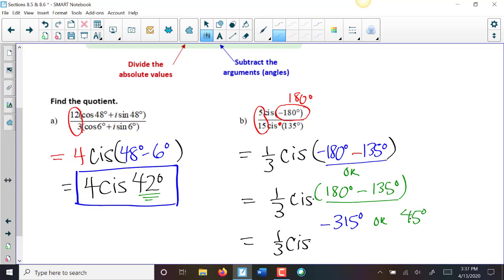If they ask you for an angle between 0 and 360, you would want to go with the 45. If you came up with the negative 315, then you would convert by adding 360 to get the least positive coterminal angle.